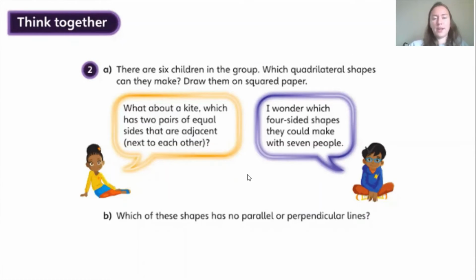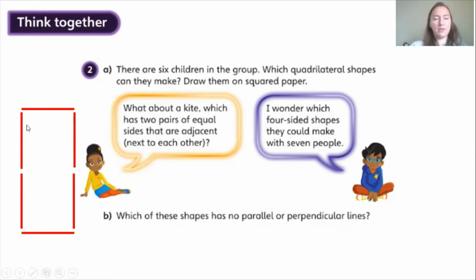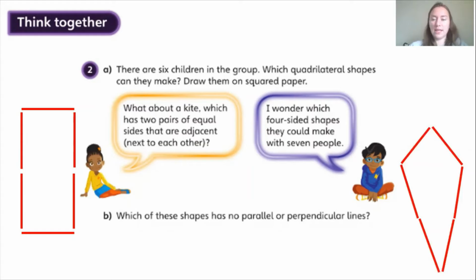Okay, so I have drawn a couple of different quadrilaterals using the 6 lines to represent the children. The first that I drew is this rectangle. I've used 1, 2, 3, 4, 5, 6 equal sized lines to make it, and it only has 4 sides, so I know that it is a quadrilateral. Another shape I could have drawn is this sort of kite shape here. Again, I've used 6 roughly equal lines and arranged them into this quadrilateral which has 4 sides.